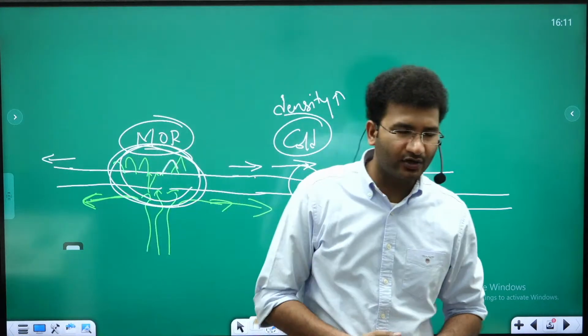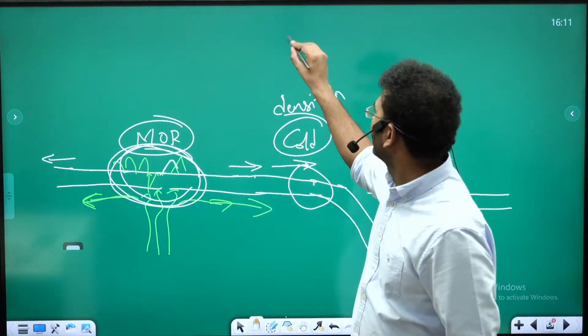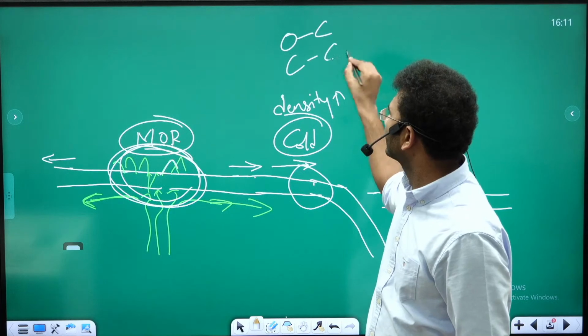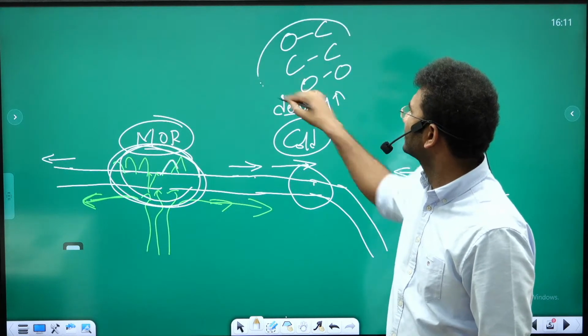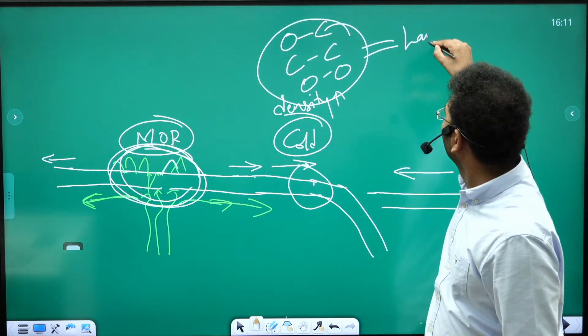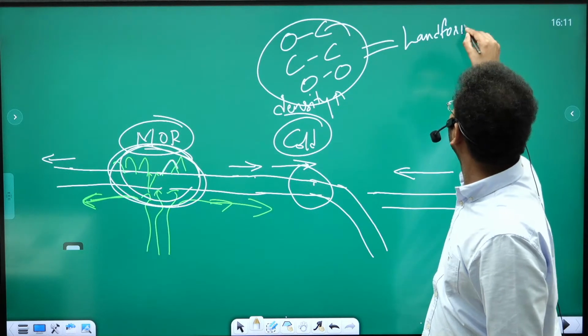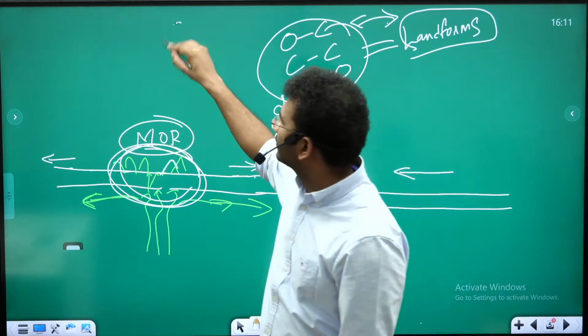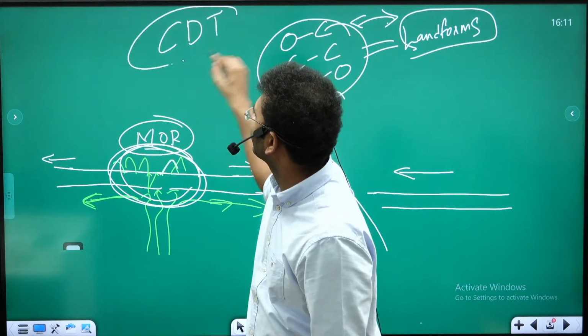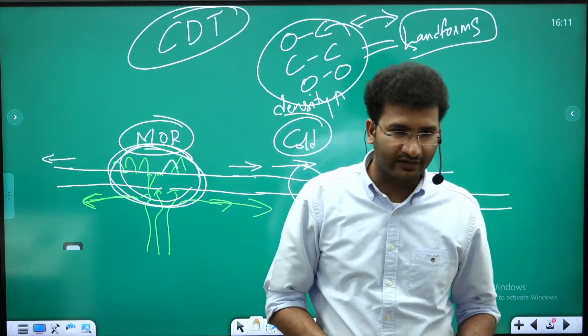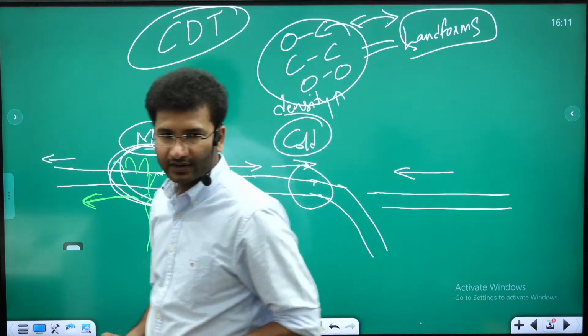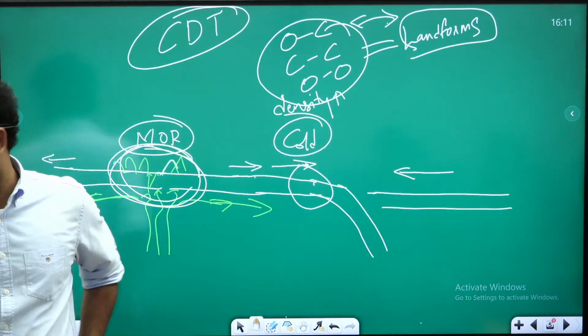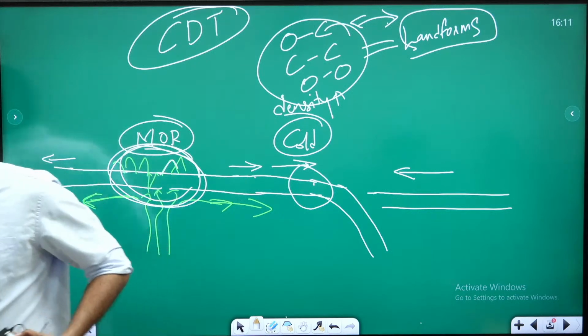In the next class, we'll take oceanic-continent, continent-continent, and ocean-ocean convergence, and the landforms which can be formed through this. And also, what is the continental drift theory? This we'll be learning. So we'll stop it here, right? And next class we'll continue. Online, if there are any doubts, you can message.